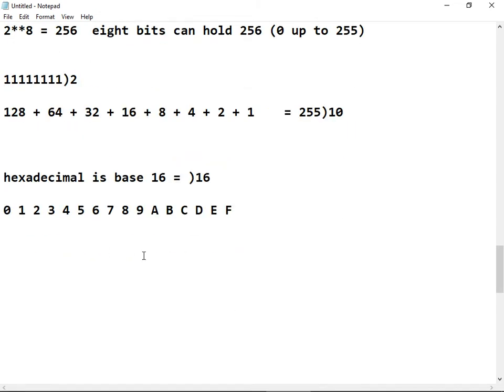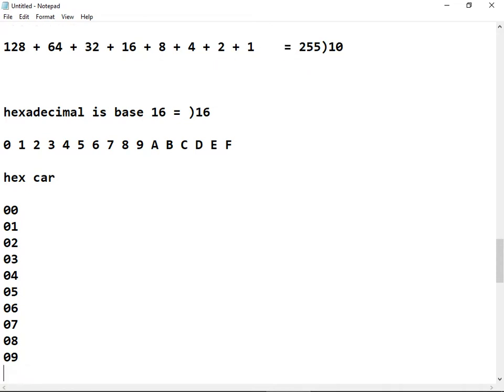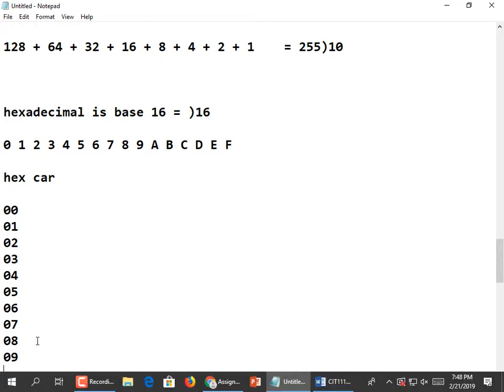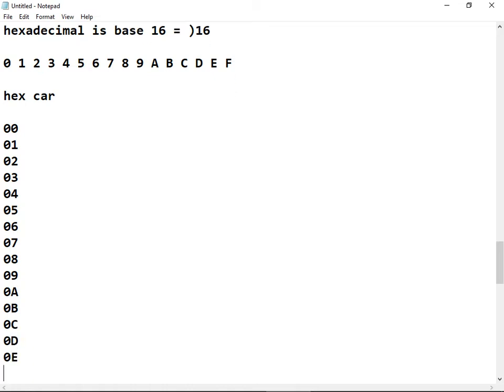So if we hop into our hexadecimal car, 00, 01, 02, 03, 04, 05, 06, 07, 08, 09. Have we maxed out? Do we have to roll over yet? Nope. We do not roll over yet because we're only this far. We have 6 more miles to go. So 0A, 0B, 0C, 0D, 0E, and 0F.